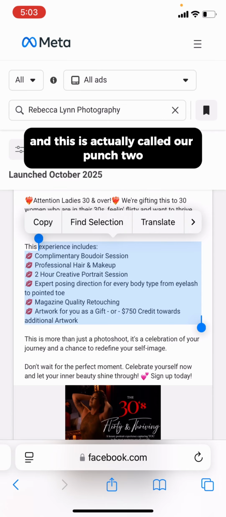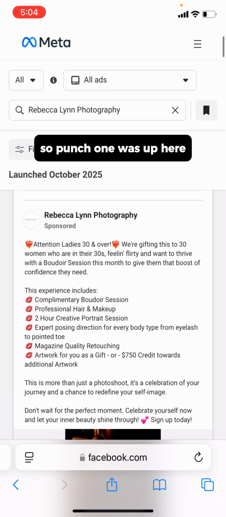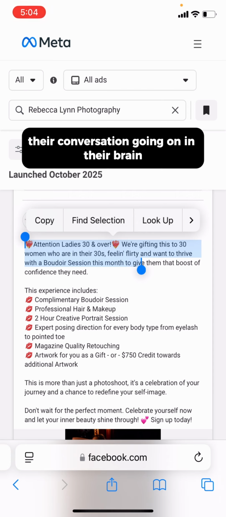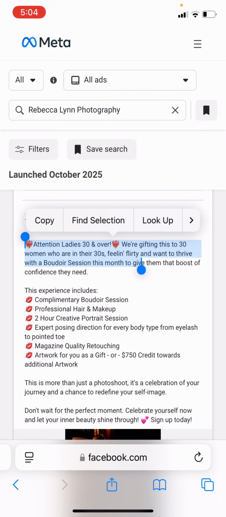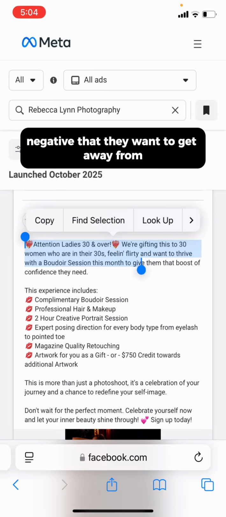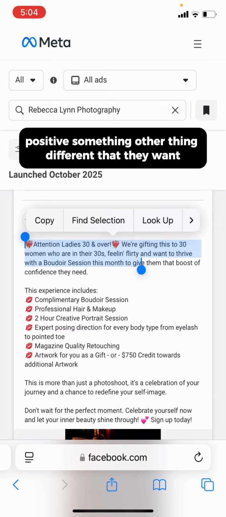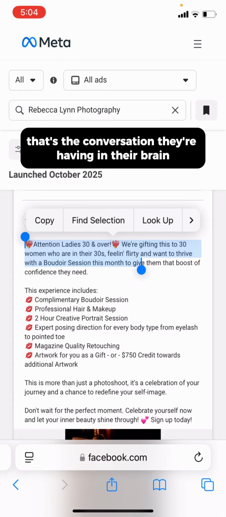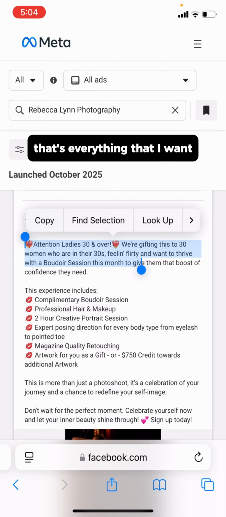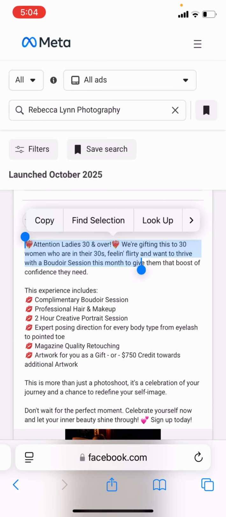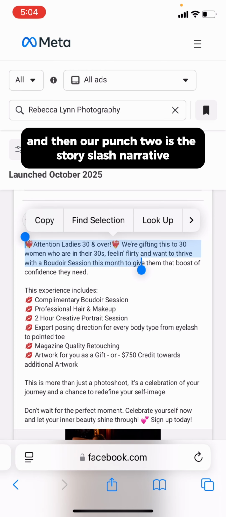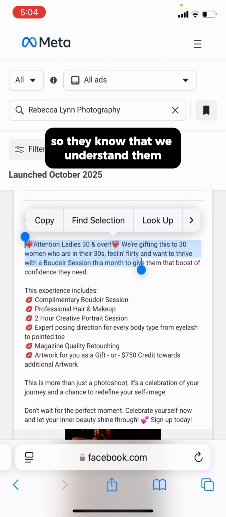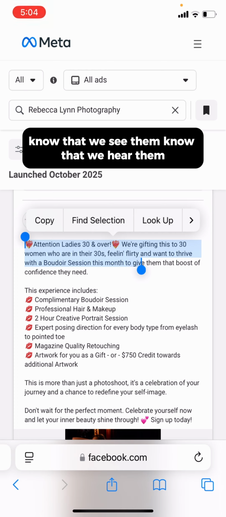And this is actually called our punch 2. So punch 1 was up here, us understanding their conversation going on in their brain. Their self-label, negative that they want to get away from, positive, something different that they want, and hesitation/roadblock, something stopping them from moving forward. That's the conversation they're having in their brain. Like, oh my God, that's everything that I want. Click see more, read the rest of our ad copy. And then our punch 2 is the story/narrative where we describe what is currently going on in their life so they know that we understand them, that we see them, that we hear them.